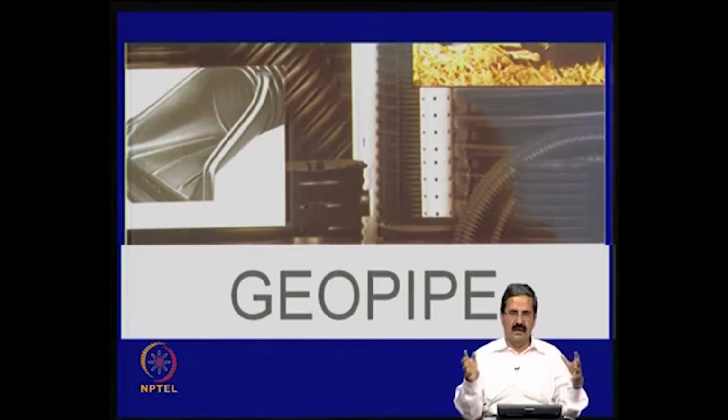And when you have a PVC pipe and then you have soil next to that, the PVC pipe gets deformed because of the earth pressure that is acting around the pipe.